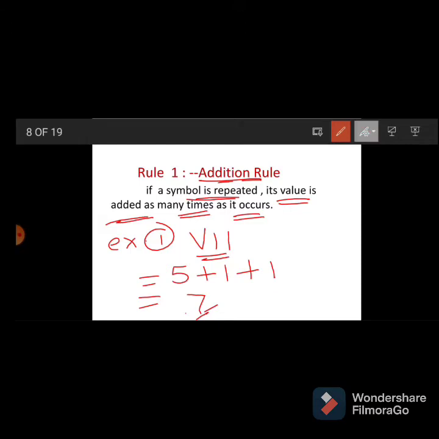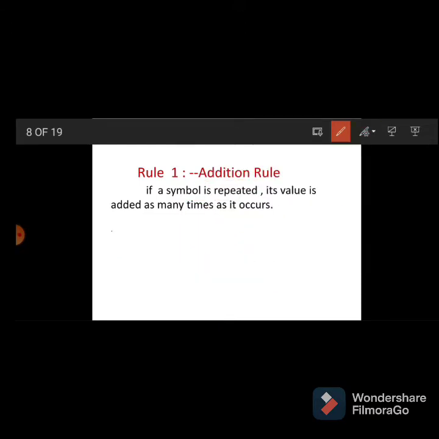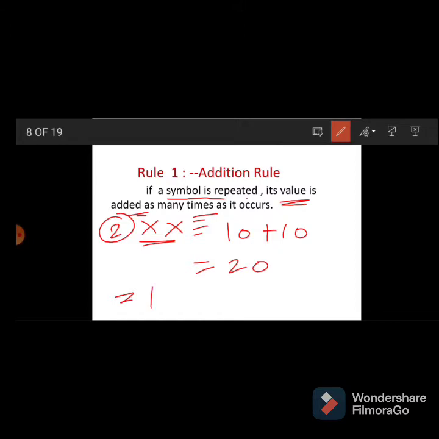Then the second example, see. X is written 2 times, meaning the symbol is repeated. When a symbol is repeated 2 times, we add its value as many times as it occurs: 10 plus 10 is equal to 20. Or there is another method: you can multiply. The value of X is 10 and it is written 2 times, so multiply by 2 and you get the same answer, 20.